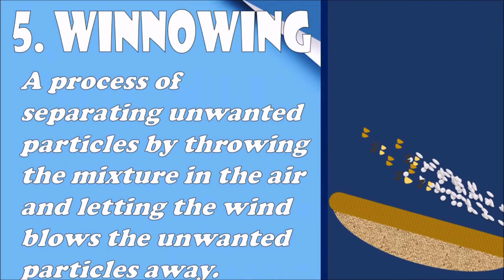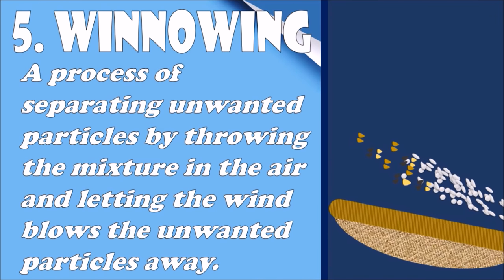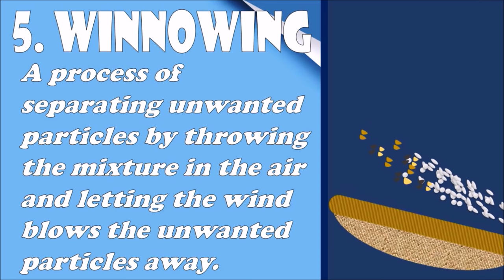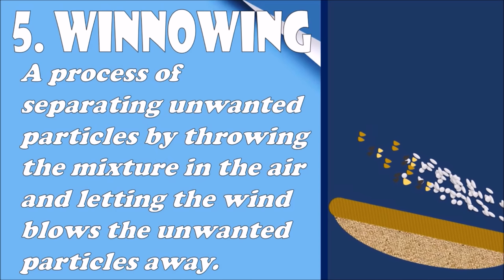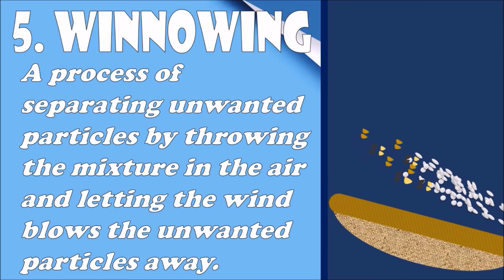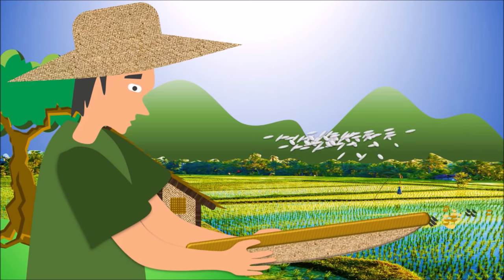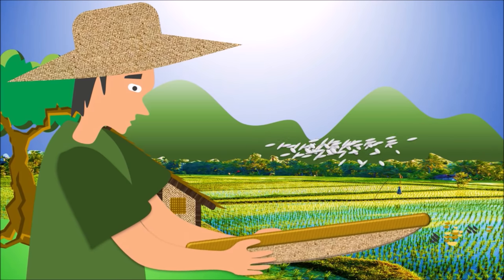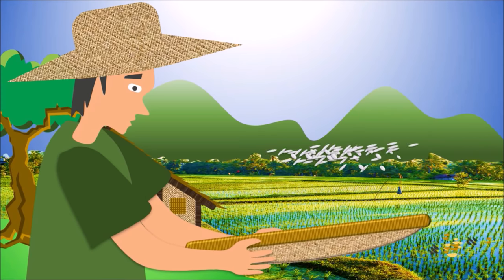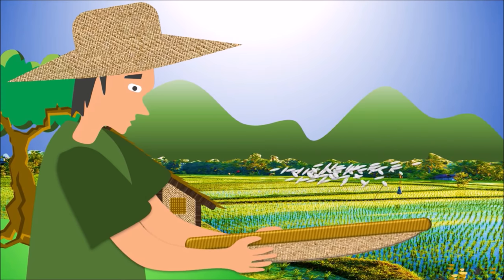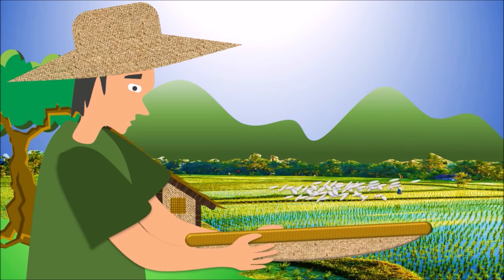Number 5. Winnowing. This is a process that separates unwanted particles by throwing the mixture in the air and letting the wind blow the unwanted particles away. Our farmers use this method to remove the chaff and dust particles and get only the rice, which stays on the winnowing basket. You can also use this method with other similar mixtures.